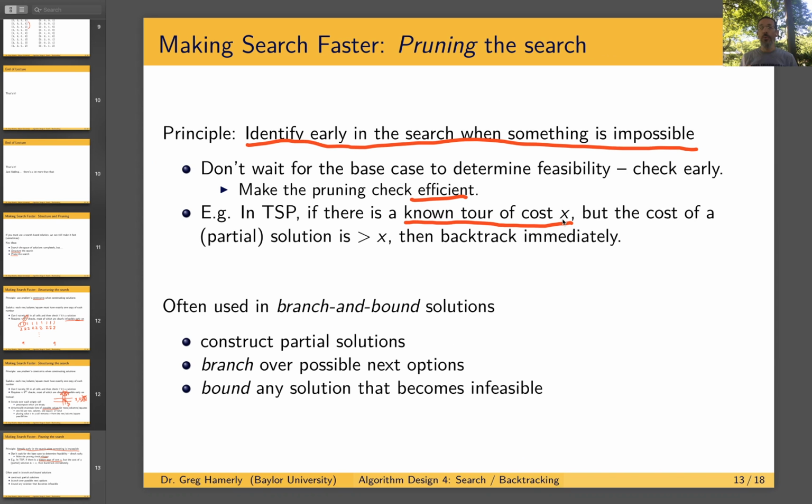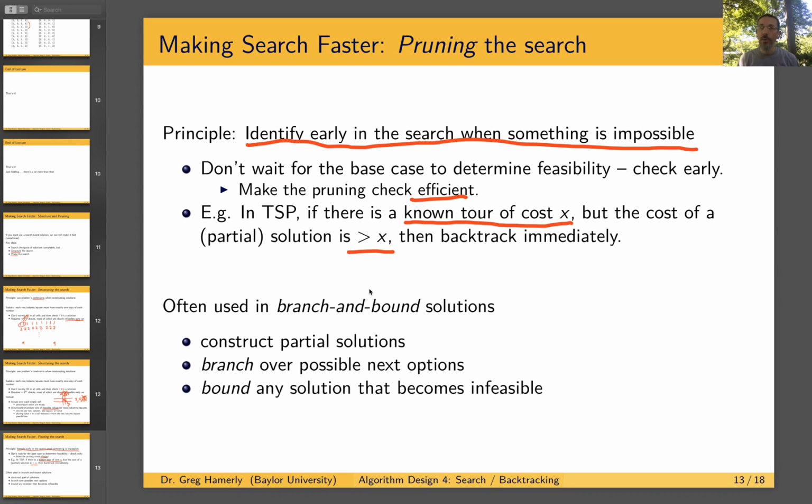But suppose you have a tour, and that could have just been one that you gathered by just wandering through the vertices in order or something like that. And then suppose that later in the algorithm, you are constructing a partial tour, and as you have gone from vertex to vertex to vertex, and you're adding up the cost of your path thus far, at some point that cost might get larger than X, where X is again the cost of the tour that we already knew about.